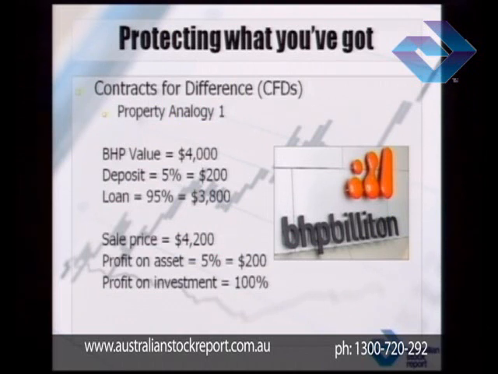If we were going to buy $4,000 worth of BHP, the deposit on a CFD is only 5%. So you put up $200 and you control $4,000 worth of that asset. Now, if BHP goes up to $4,200 in value, you've just doubled your $200, haven't you? What's the flip side? What if BHP goes down $200 in value? What's happened to your $200 investment? It's gone, isn't it? Same as property.